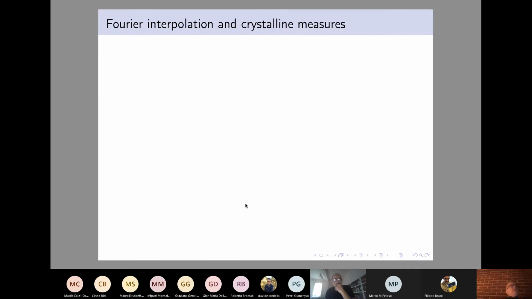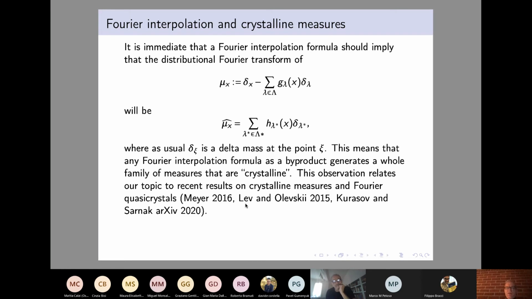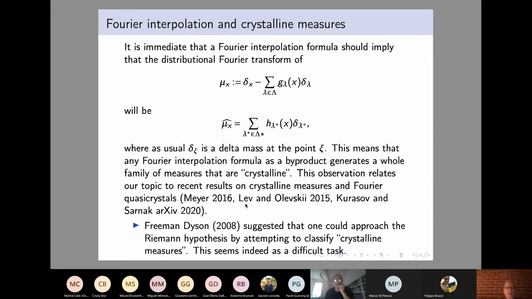Yeah, I think since time is running, maybe I should skip this slide. It's just some general things about crystalline measures, so it's not really so essential for what we're doing. I'm just relating what we do to, let's say, ongoing research on crystalline measures.